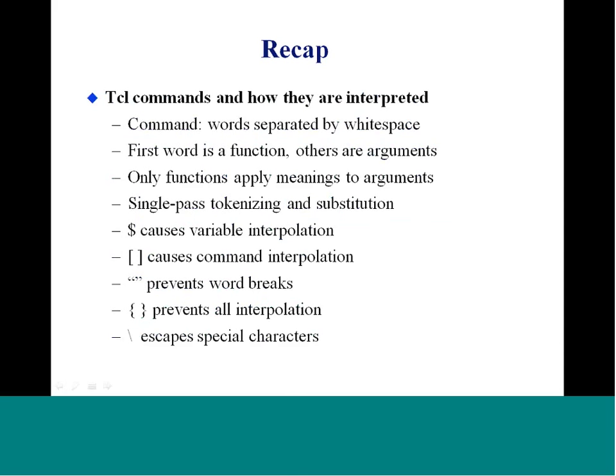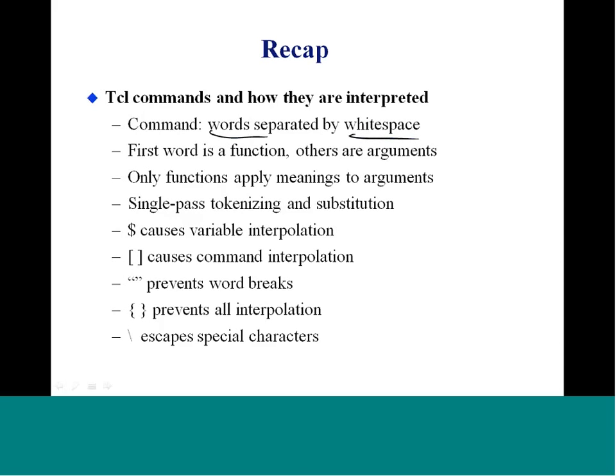So we started, in the first lecture, with the basic understanding of the Tickle, how the Tickle works and how Tickle was invented and all those things. Then last week we started in earnest understanding the Tickle programming language. We started with the Tickle commands and how they are interpreted. I said Tickle commands essentially have no command syntax, or actually no grammar. Essentially, commands are nothing but words separated by white space.